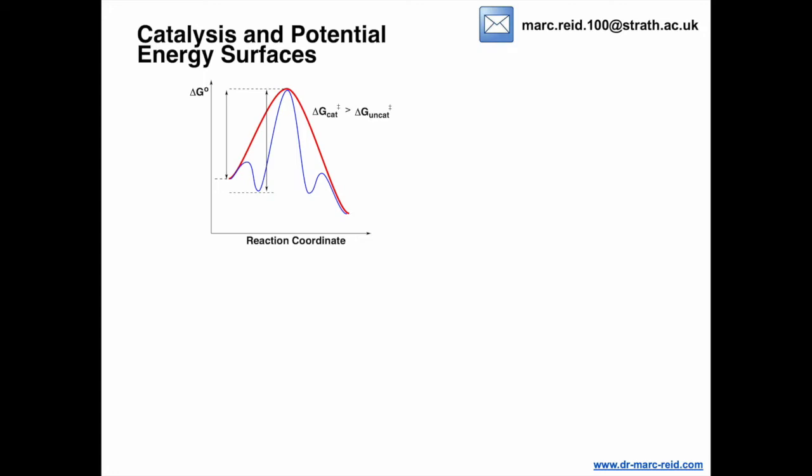However, after the first step, let's presume a binding event to the catalyst, the key transition state barrier is higher than for the uncatalyzed process. In fact, delta G cat is greater than delta G uncat. There is no catalysis in this case.